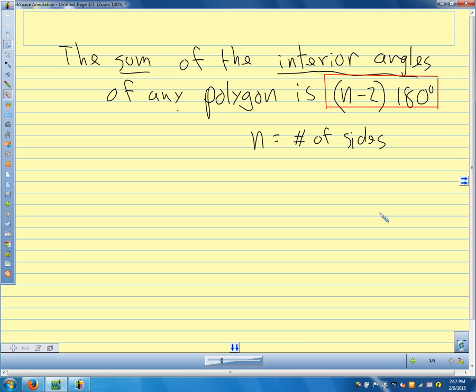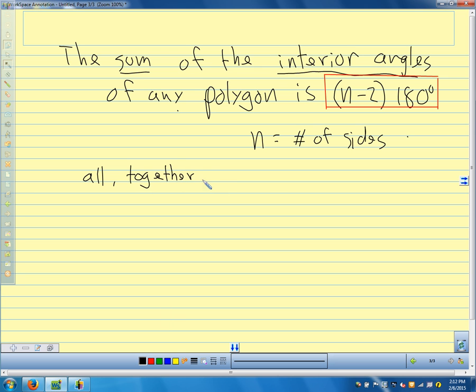All right. So sum. The key words that you'll see if we're talking about the sum of the interior angles would be all, sum, together, total. Anything that's telling you that we have all of them together. Those are your hints that you're going to be using this formula.